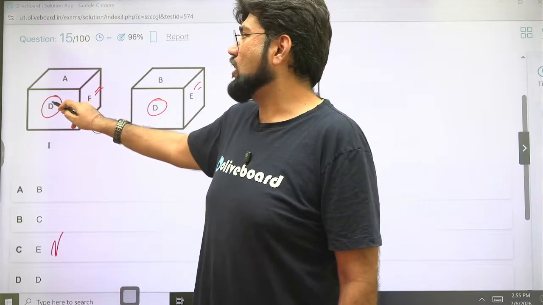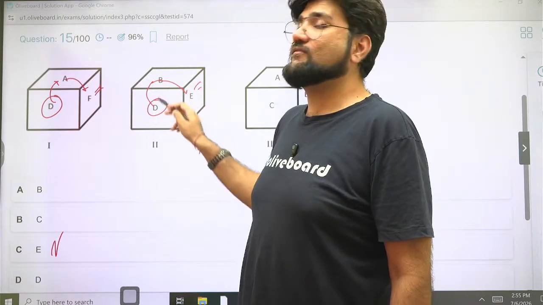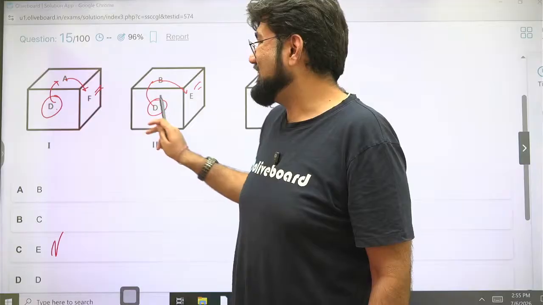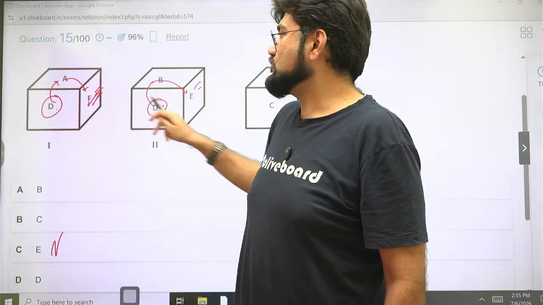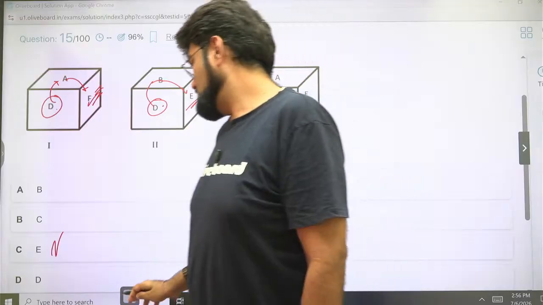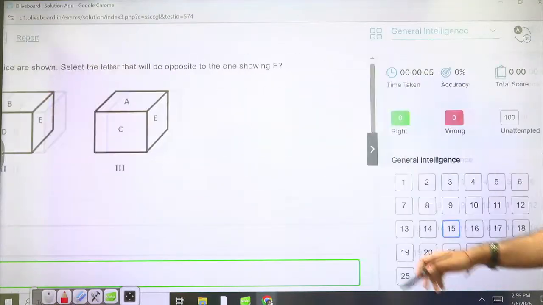Otherwise, I would have gone with this. After D, we have A, we have F. We could have done that, provided D was somewhere else. But we have specifically chosen D because since it is lying at the same position, at the same position only you will have opposite faces. A will be opposite to B and F is opposite to E. So option C is the right answer. 21 seconds. Next.